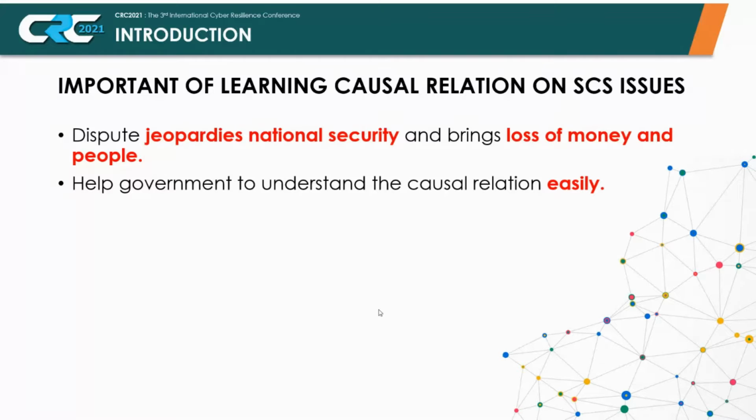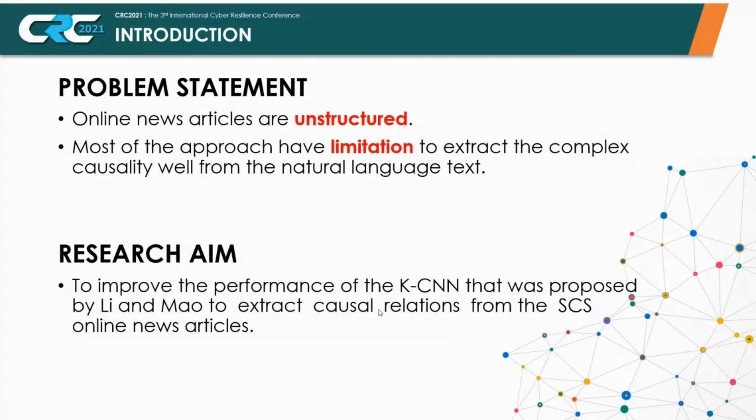So why is it important to learn the causality from the SCS dispute? This is because if the issue happens in our country, it will jeopardize our national security, which will bring loss of money and people from our country. Therefore, learning causality can help the government to understand the causal relation easily and help them in decision making related to national security.